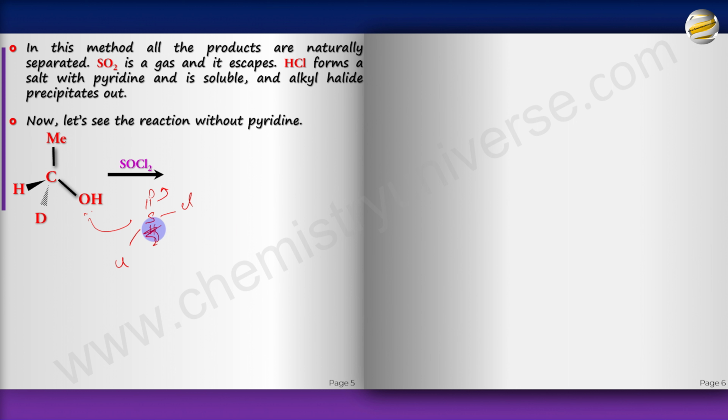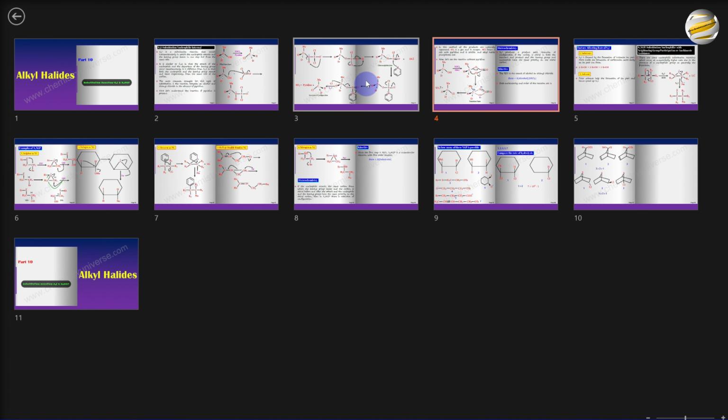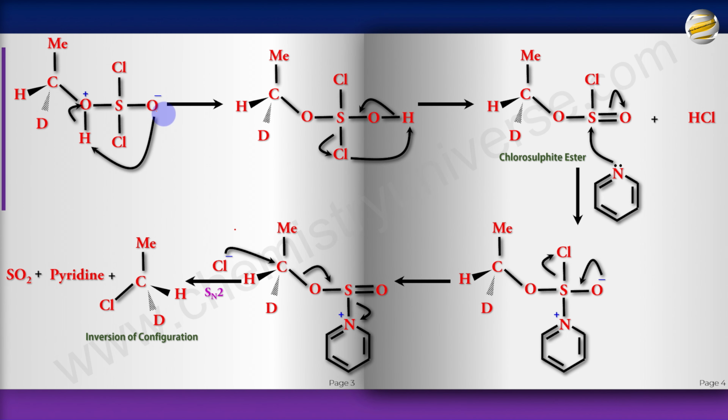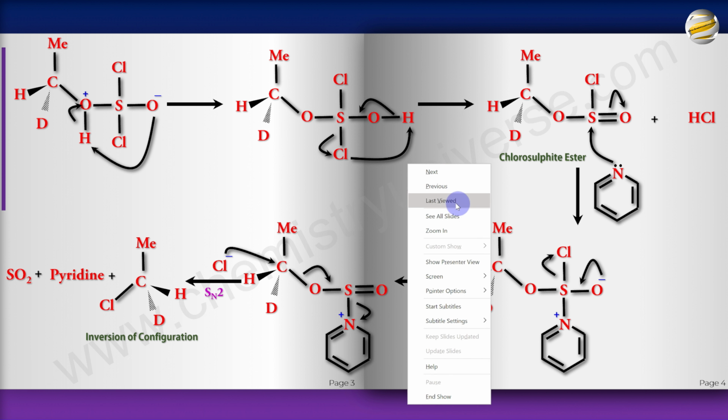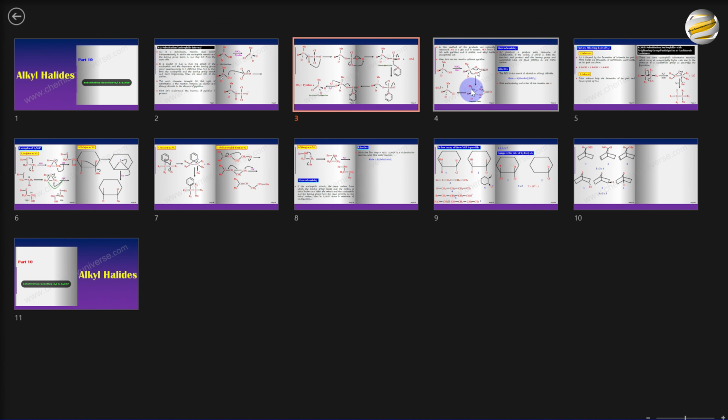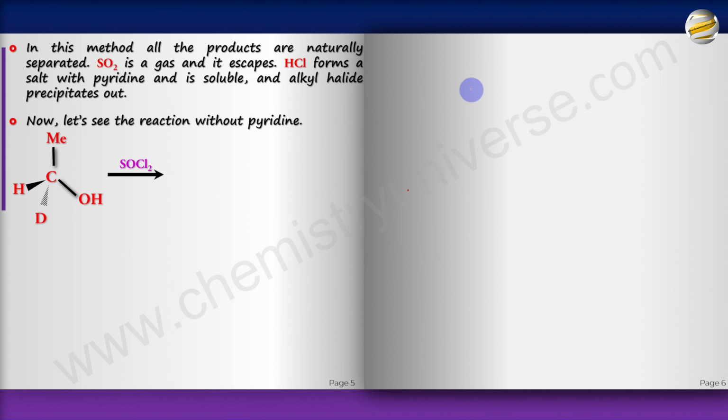In fact, let me show you what that initial thing is so that you can remember what we did. So this O minus picks up the H, and eventually the Cl takes the H and this comes to O, you get the chlorosulphite ester. So assume that the reaction is occurring the same way till the chlorosulphite ester, because it is only after that that pyridine is attacking. So we get the chlorosulphite ester.